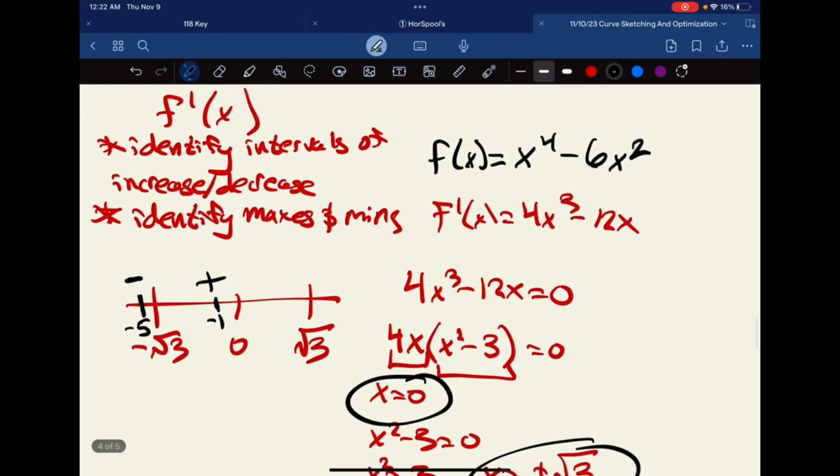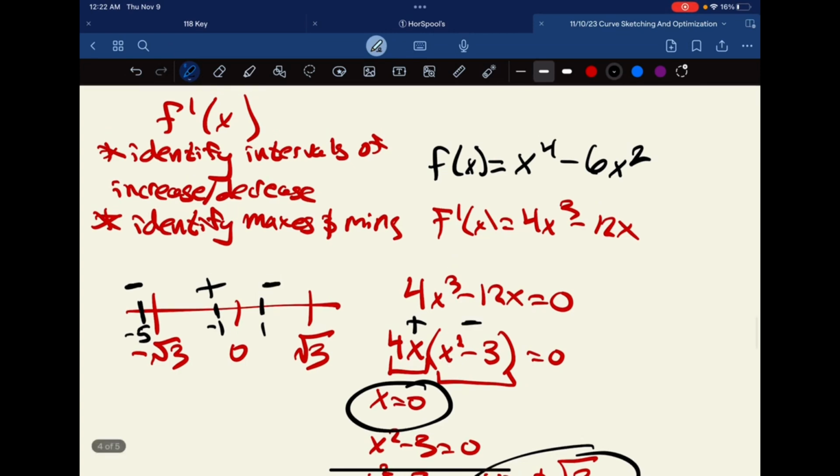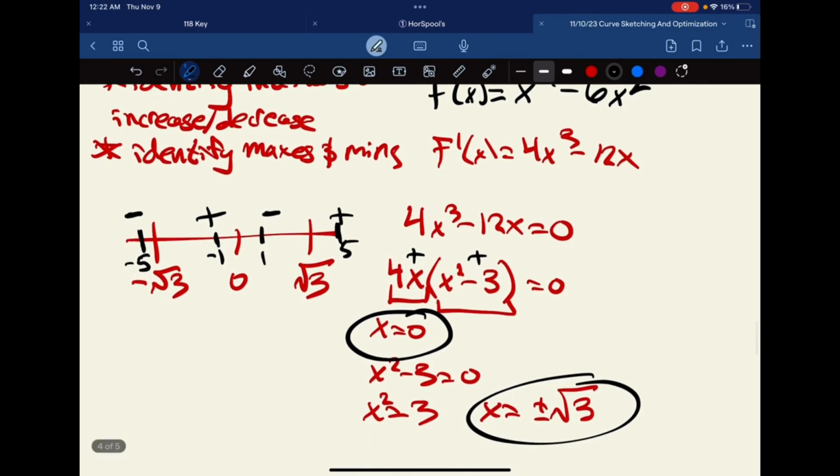And here, let's say we plug in 1. This is going to be a positive, and then 1 minus 3 is equal to negative 2. So we're going to have a negative inside here, which is a negative times a positive, which is a negative. And then if we plug in something to the right of square root 3, say we plug in positive 5, we get a positive out here, and then we get 25 minus 3 equals 22, which is positive. So we get a positive times a positive, and that's going to give us a positive.